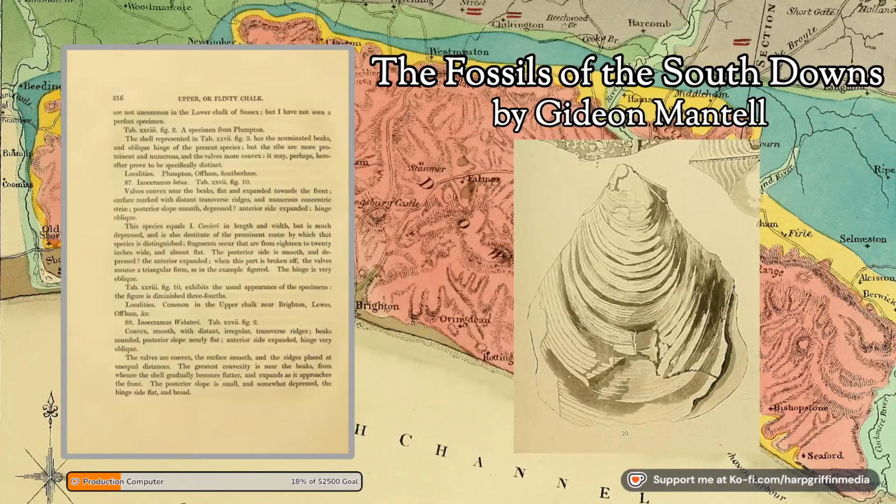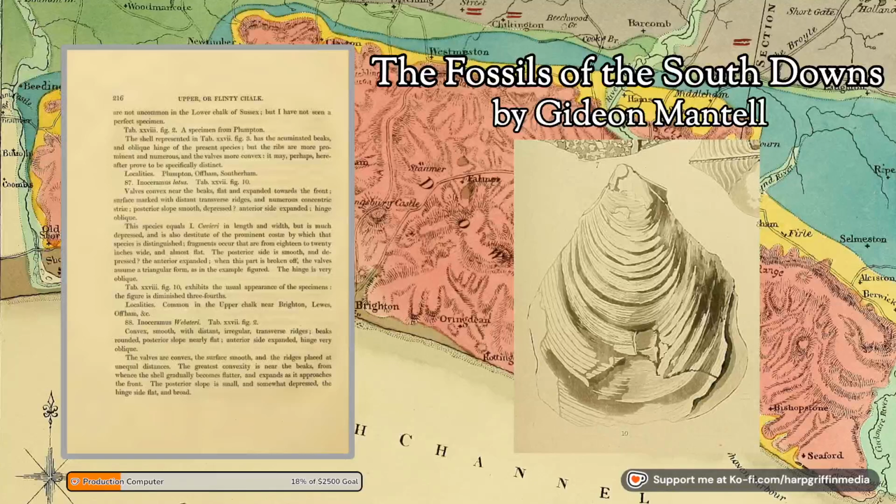87. Inoceramus latus. Tablet 27, Figure 10. Valves convex near the beaks, flat and expanded towards the front, surface marked with distant transverse ridges and numerous concentric striae. Posterior slope smooth, depressed, anterior side expanded, hinge oblique. This species equals Inoceramus cuvieri in length and width, but is much depressed and is also destitute of the prominent costae by which that species is distinguished.